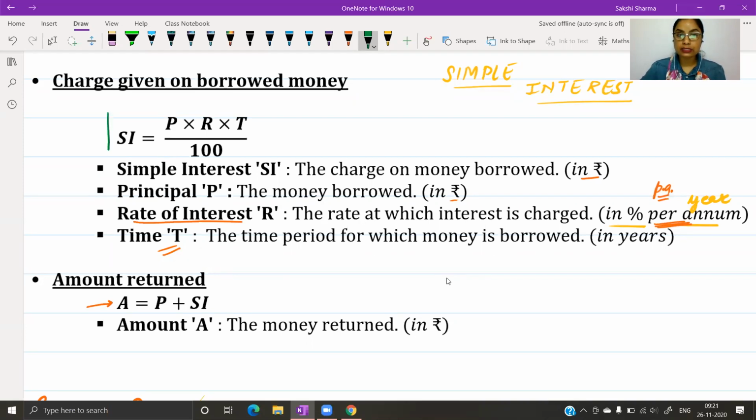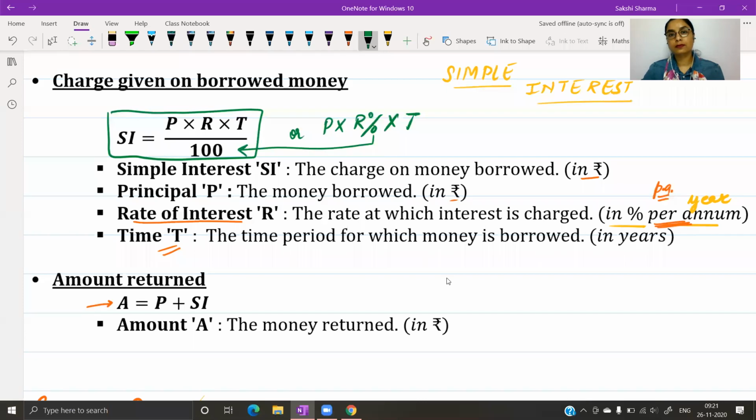The formula to find the simple interest is really simple. You have to multiply P, R, and T: principal, rate, and time. The denominator will have 100, and again the rate is in percentage. But when you put its value here, the percentage sign will not be used during the calculation, because the 100 in the denominator already accounts for the percentage. It could also be written like this: P into R% multiplied by T. So this percent becomes the 100 in the denominator. The formula is the same.